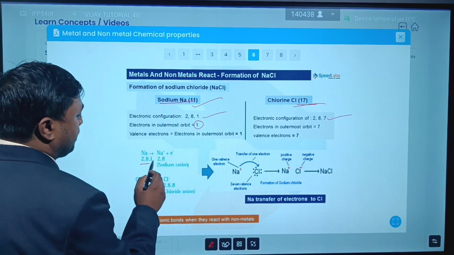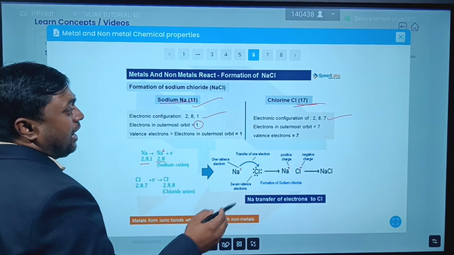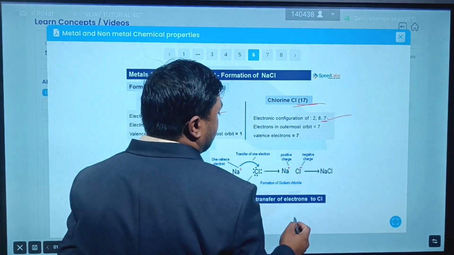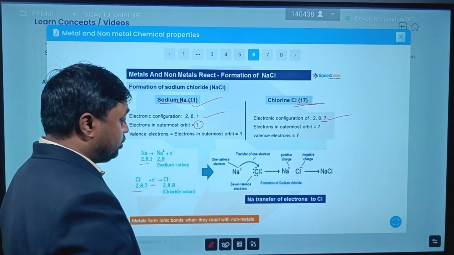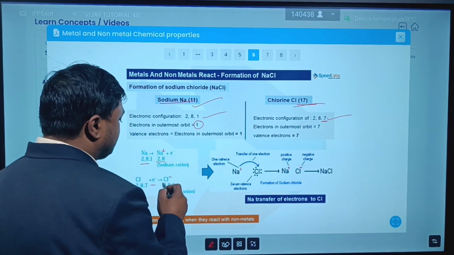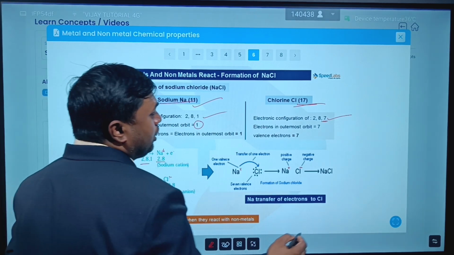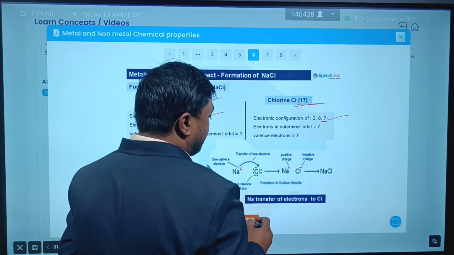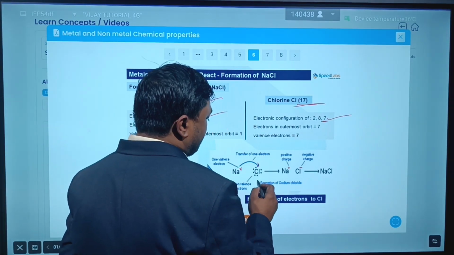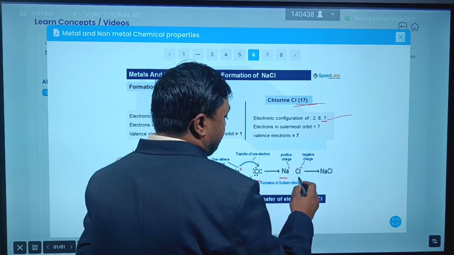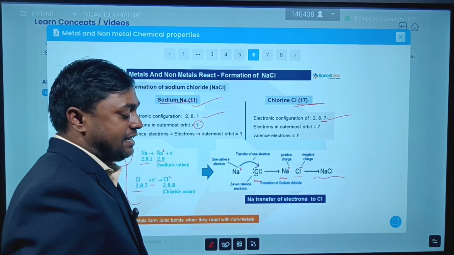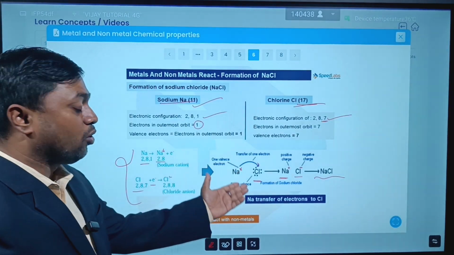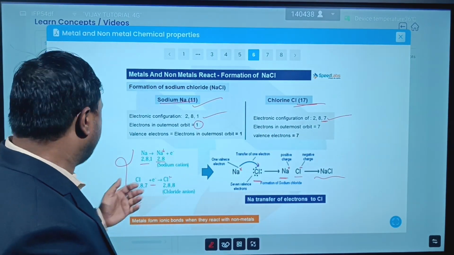Yes or no? Sodium loses 1 electron, becomes what? Na plus. Whereas chlorine has 7 valence electrons, so to become stable it needs to gain 1 electron, so it becomes Cl minus. Yes or no? Cl minus. So you can see it this way: sodium, which has 1 extra electron, is donating its electron to the chlorine atom, and Na becomes Na plus, and chlorine becomes Cl minus ion, and finally they form NaCl. Yes or no?